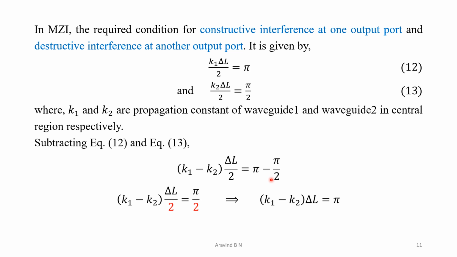Simplifying it further, the left hand side is kept as it is. On the right hand side we can calculate pi minus pi by 2. By solving this we get pi by 2, which has been written over here. K1 minus K2 into delta L divided by 2 is equal to pi by 2. So 2 is a common value on both sides, so both of these divide. By taking this out, the remaining is K1 minus K2 into delta L is equal to pi. Now further we can simplify for delta L.